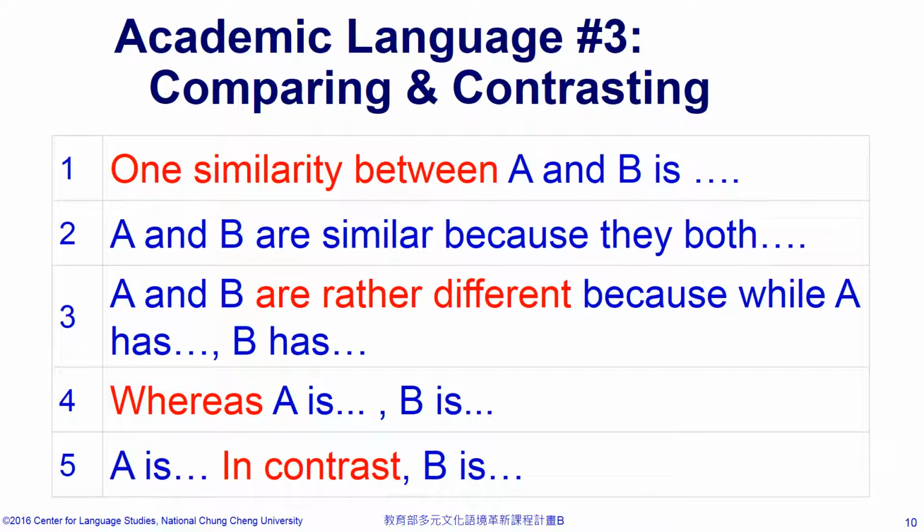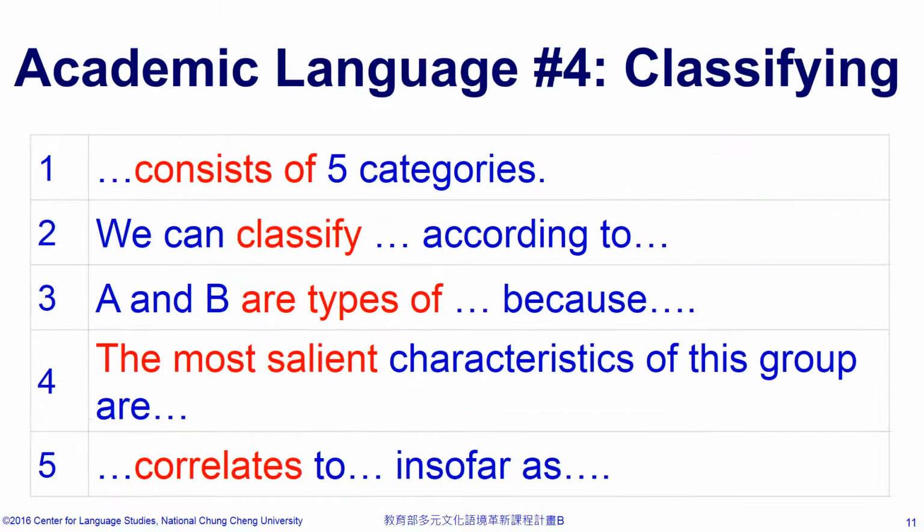We can use one similarity between, whereas, and in contrast to make comparison and contrast. These languages help us classify information. We can use consist of, classify, to note that there are several categories. Then, we can use types of, and the most salient of, to highlight the key characteristics.